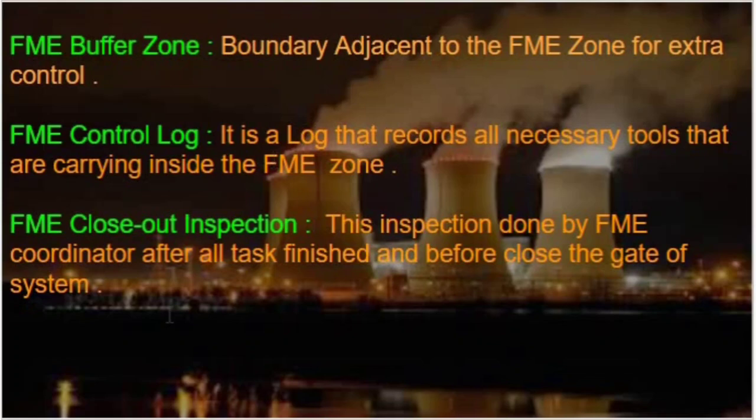FME closeout inspection. This is very important and necessary. That is the last part of this. Once the job is done, our FME coordinator goes inside, checks everything, makes sure nothing is left there, then comes outside and approves closing the gate.